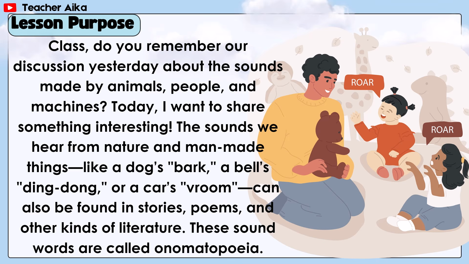Class, do you remember our discussion yesterday about the sounds made by animals, people, and machines? Today, I want to share something interesting. The sounds we hear from nature and man-made things like a dog's bark, a bell's ding-dong, or a car's vroom can also be found in stories, poems, and other kinds of literature. These sound words are called onomatopoeia.